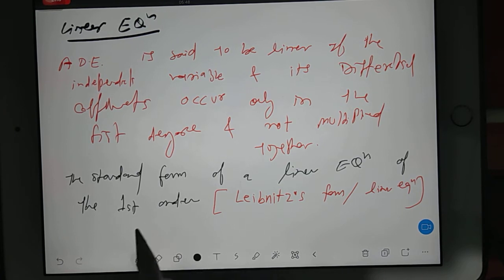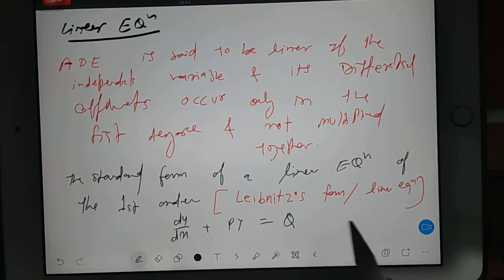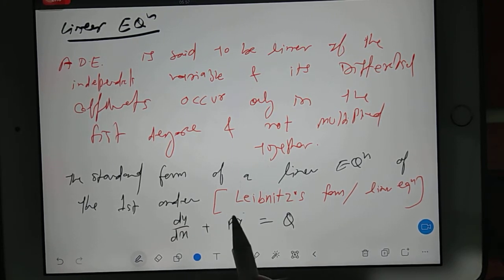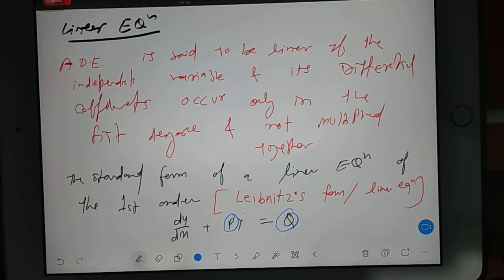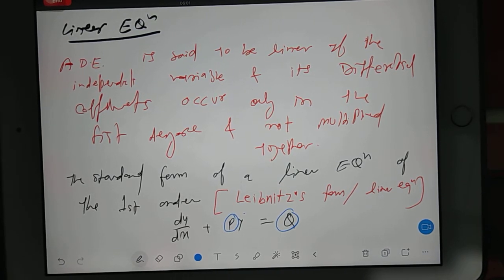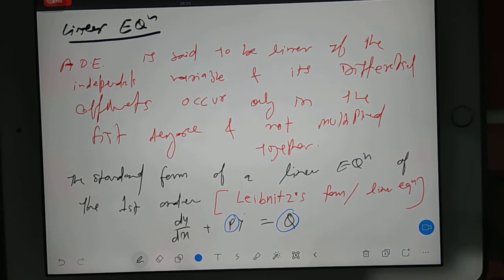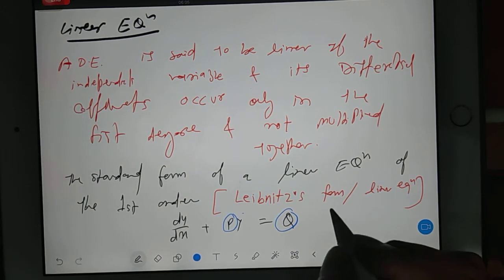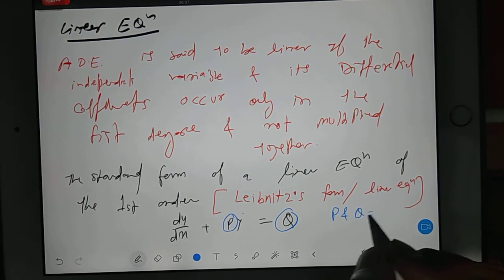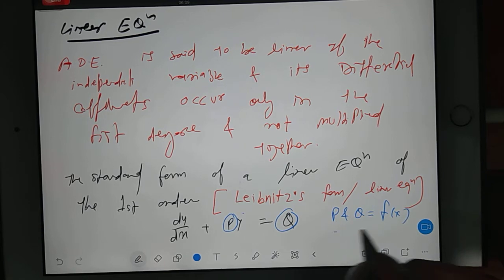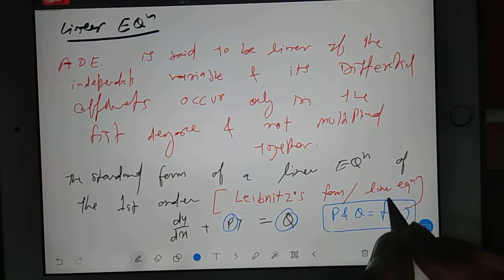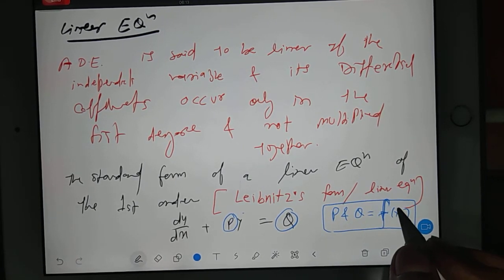So the standard form will look like this: dy by dx plus Py is equal to Q. Now here this P and Q can be anything: sin x, cos x, tan x, e power x, sec square x, or anything. It means they can be functions of x. So P and Q can be functions of x, not only f(x), they can be f(x), g(x), h(x), anything.